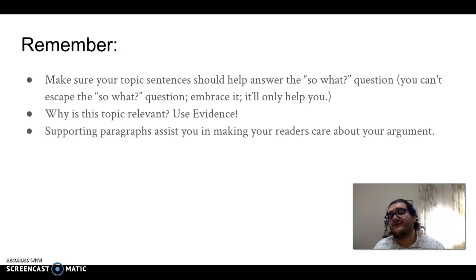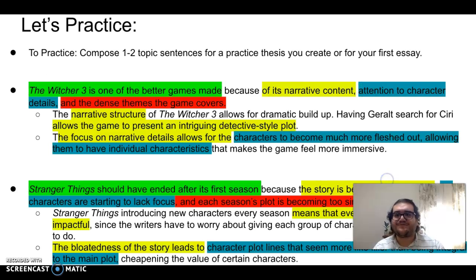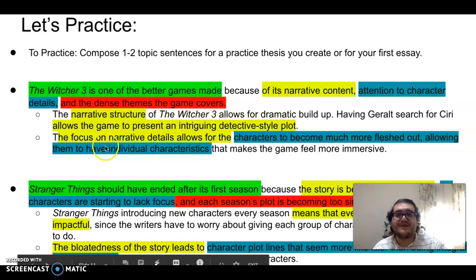Why? Because if you're constructing your body paragraphs correctly, they are supporting your thesis statement. They are going into detail of your argument. So here's a quick example. If you want to practice on your own, you could compose one or two topic sentences for a practice thesis you create or for your first essay. But I have two practice thesis statements.